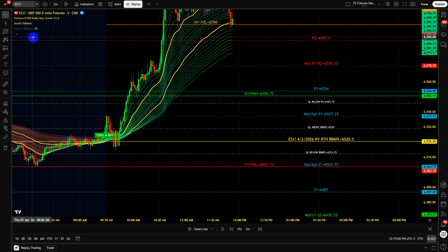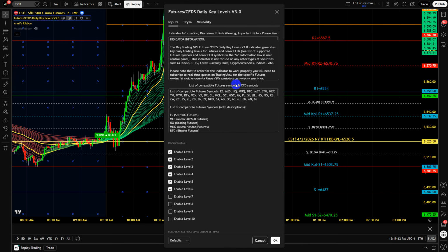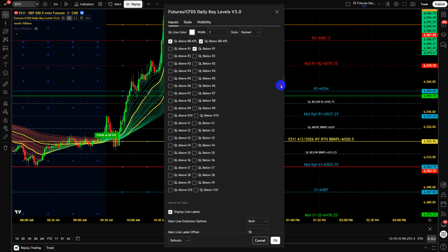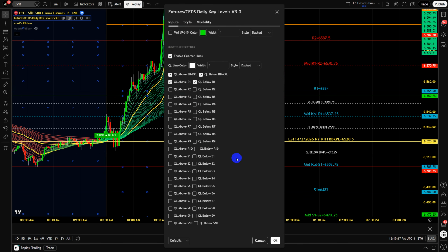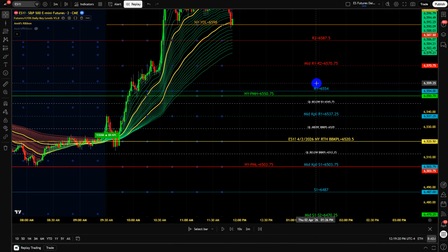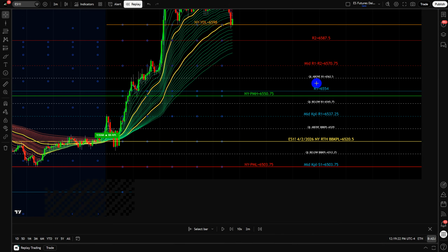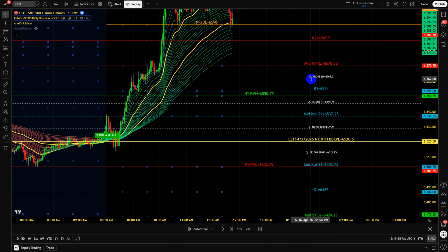If instead we were taking a bearish trade off of R1, which in this case we would not have a reason in this particular session to do so, but if we were looking at doing that, then we would simply go into the user control panel, we would turn on the QL above R1, and if we were taking a bearish trade off of R1, then the QL above R1 is our tight stop loss. The midpoint above R1 is our standard stop loss.